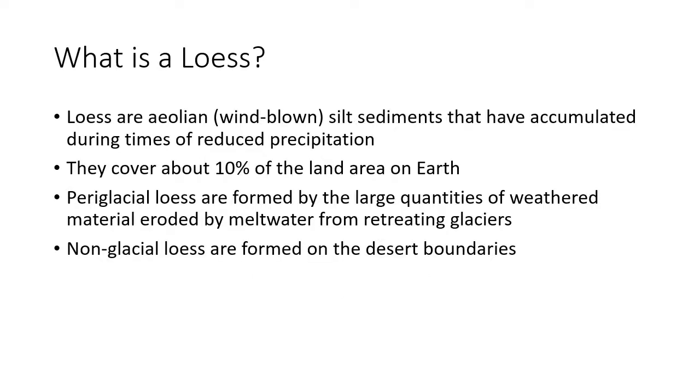So what is a loess? A loess is an Aeolian silt sediment that has been deposited and accumulated during times of reduced precipitation.